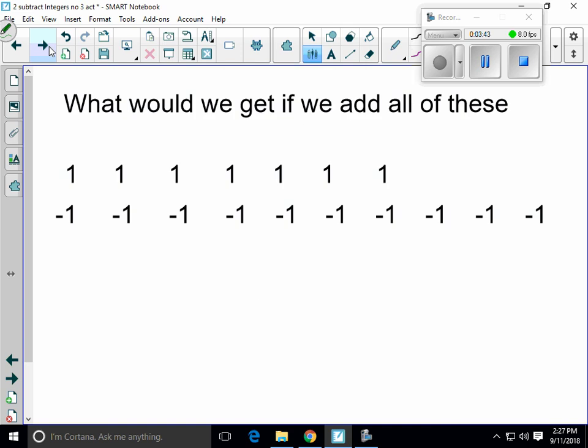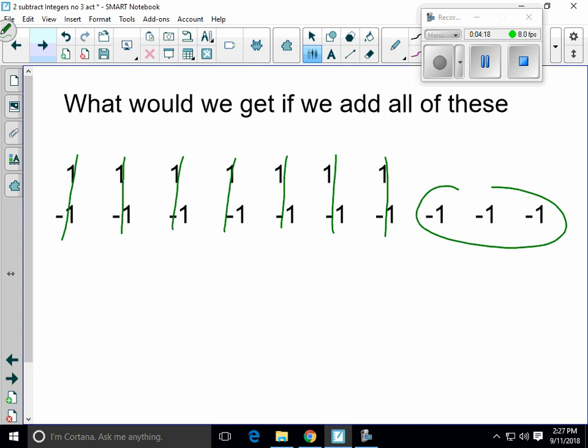All right, now you should have this picture in your notes. What would we get if we add all of these? Okay, so if I have on top all of those positive ones and on bottom all of those negative ones, what do you think you would get if you add up all of those numbers? Well, the way I look at it is 1 and negative 1, those guys would cancel out. I have $1, I owe $1. Okay, so all of these opposites would cancel out. Okay, so what I'm left with is negative 3. Negative 1, negative 2, negative 3.